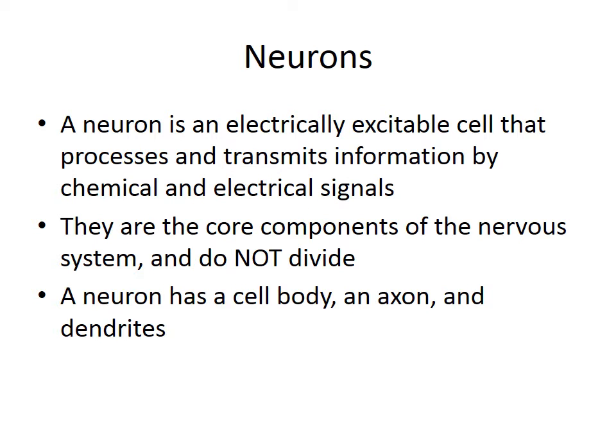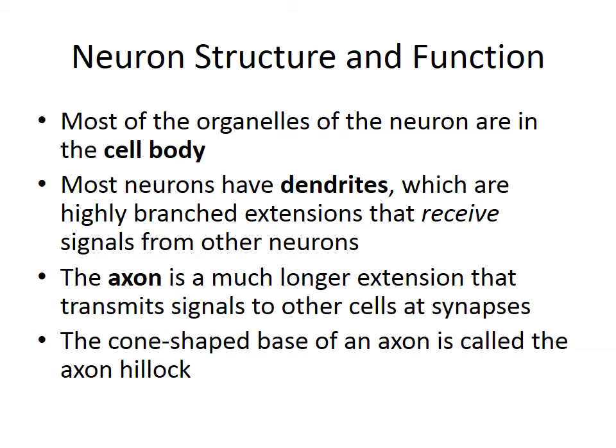So neurons are cells that do not divide, and this is useful, but it is also important to know that once it's gone, it's gone. What is a neuron? It has a cell body, it has an axon, and it has dendrites. And let me show you a picture of this. Well, it'll come in a minute.